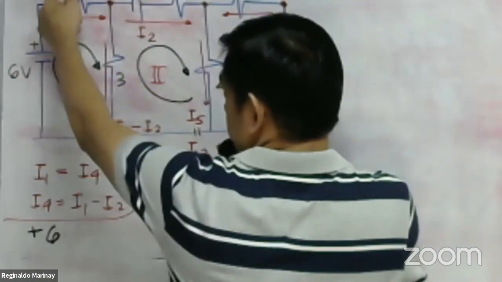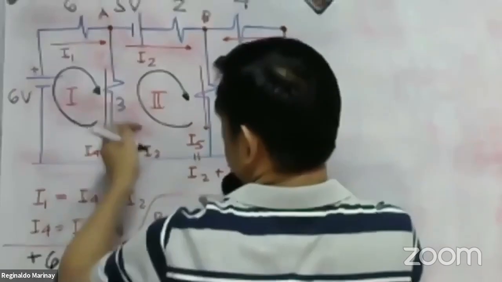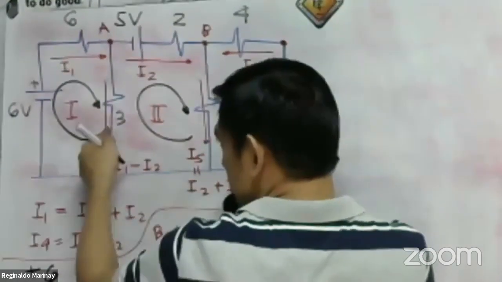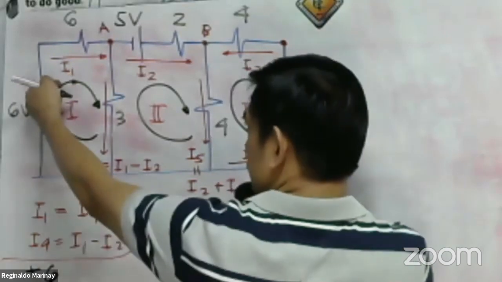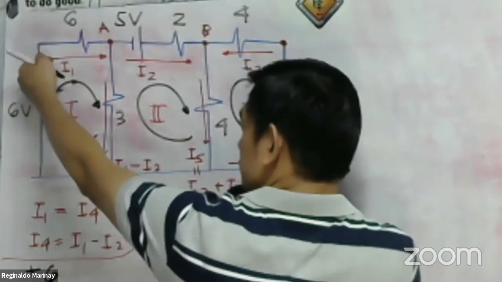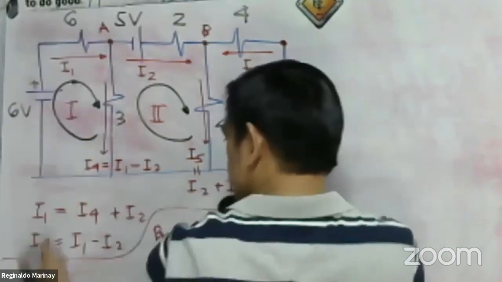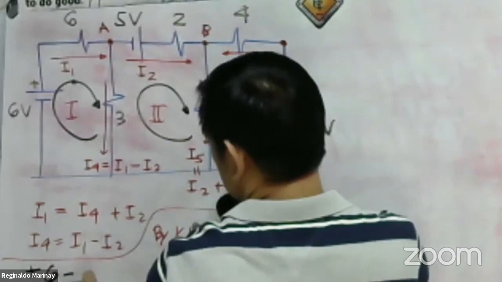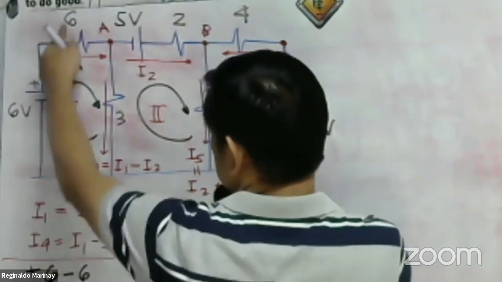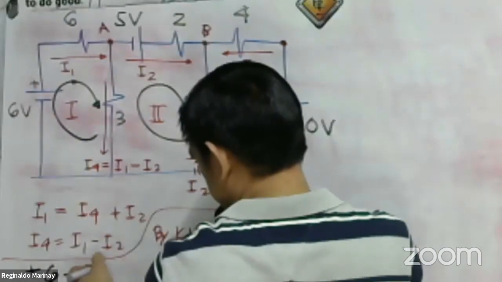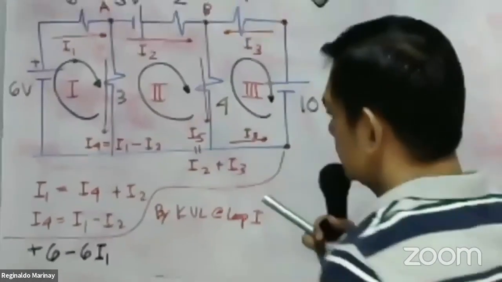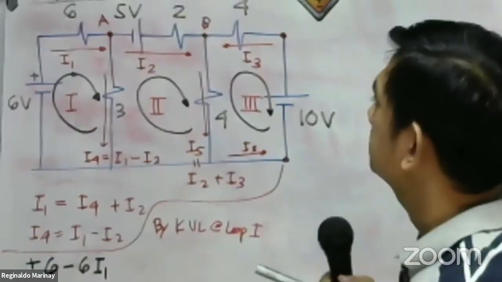What about here? The voltage drop in the 6 ohm resistor. The circuit tracing is going to the right. To the right, the current I1 is also to the right. There is only one direction, therefore one line. So that is 6 I1.